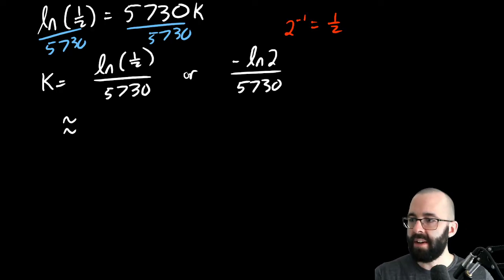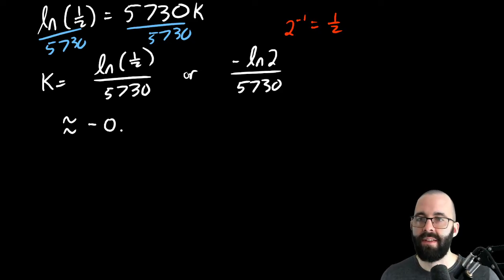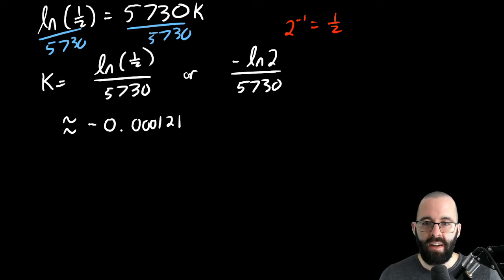So let's type this into a calculator. Oh, I don't have my calculator ready. All right, well, I'll type it in the calculator on a different monitor. You just have to trust that I'm doing it correctly. The natural log of 1/2 divided by 5730 is negative 0.000121. A lot of zeros. We should include a couple more digits if we want to be even more exact, but roughly, this is about what it equals.